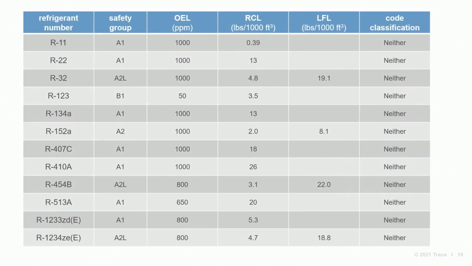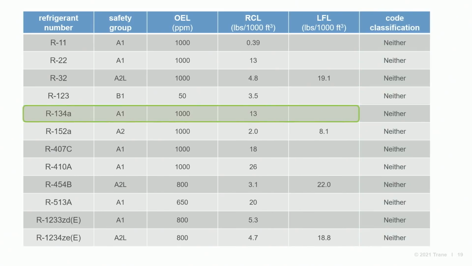To summarize, here are excerpts from the tables in Standard 34, listing the safety classification group, OELs, refrigerant concentration limits or RCLs, and lower flammability limits or LFLs for several refrigerants. The standard also includes the OSHA toxicity code classification as well to connect each toxicity classification. Not surprisingly, nearly all refrigerants in the standard are neither highly toxic nor toxic.